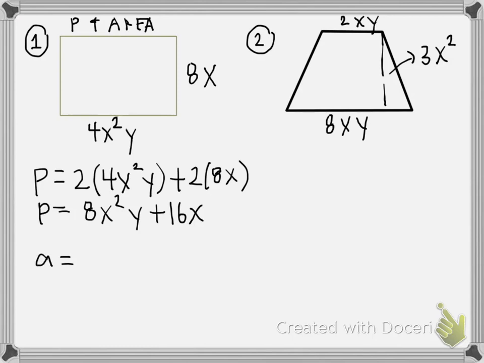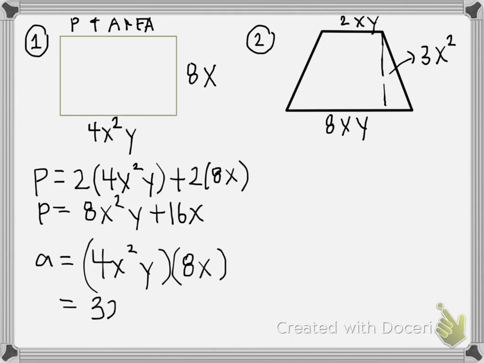Your area will be your length times your width, so 4x squared y times 8x. So this will be a 32x cubed y.